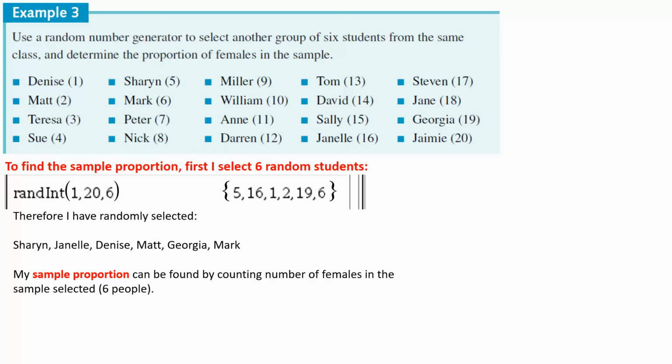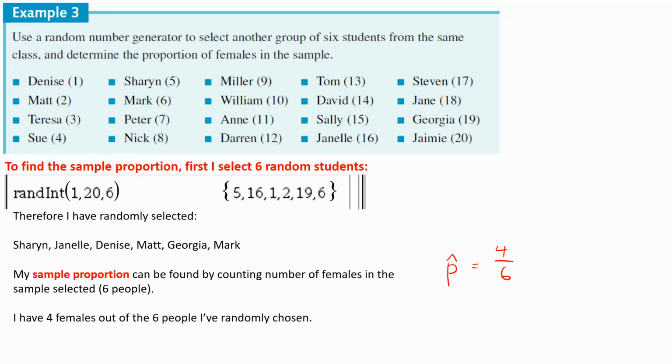Okay, sample proportion for my group, I've got Sharon, Janelle, Denise, Matt, Georgia, and Mark, right? If I asked you the proportion of females to males, you can see out of my 6, I've got 4 females and I've got 2 males. So my sample proportion for females would be 4 out of 6. But your sample proportion will be different. Okay, so that's why we're saying sample proportion, or p-hat, or what's the other name for sample proportion? Sample statistic. So sample statistic, we can see every one of us is going to have a different one, because you're all going to get a random 6.